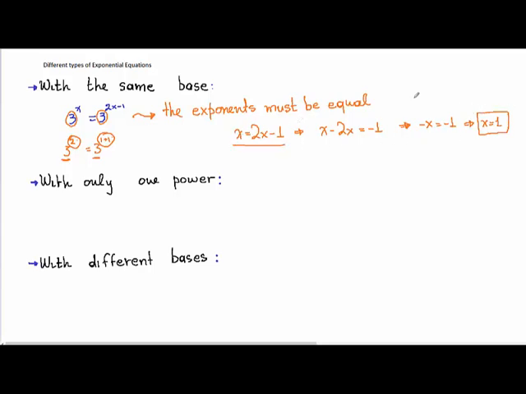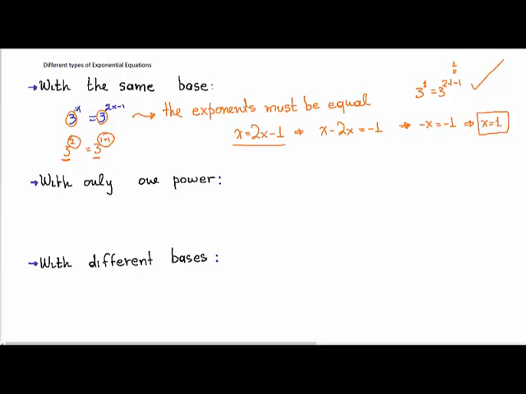Now, let's verify this. 3 to the first is equal to 3 to the 2 times 1 minus 1. Well, if you simplify, this gives you 2 minus 1, which is 1. So basically you have 3 to the first equals 3 to the first. So we're good.